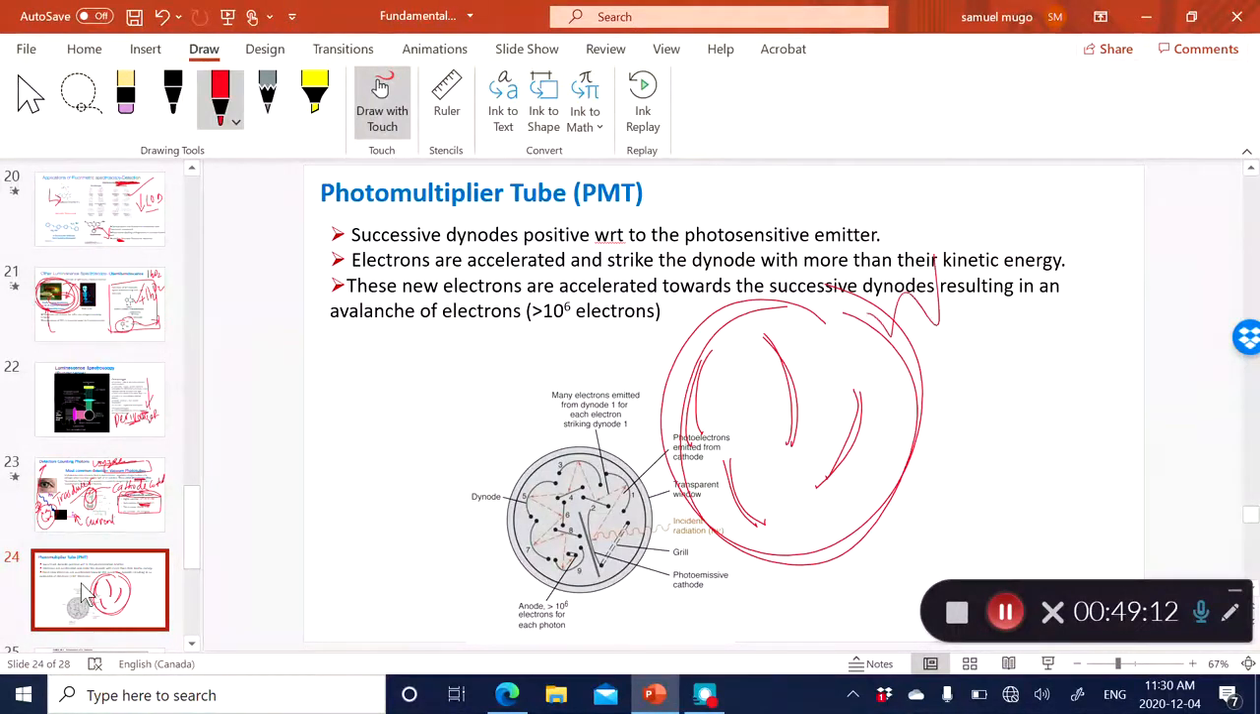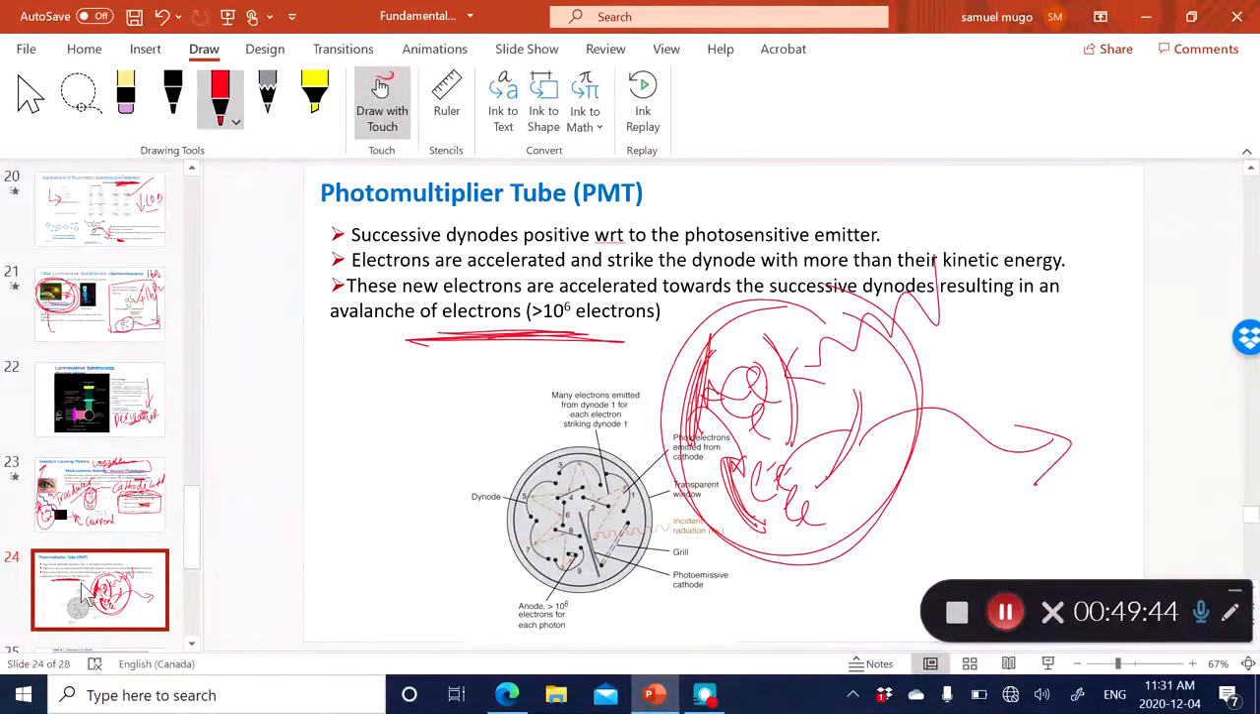For example, I've got light impinging on the first diode. It creates electrons. Those electrons are accelerated to the next phototube. And so instead of light hitting the second phototube, in this case now I've got electrons. And equally, electrons can cause more ionization. So it causes more ionization, and those electrons are accelerated to the other phototube, and so on. And so in the end I've got an avalanche of electrons.